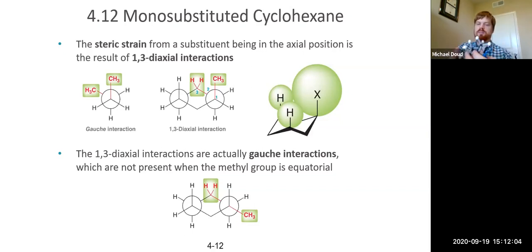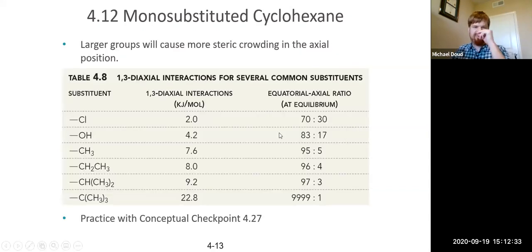Okay, so we flipped it now, and we're going to look at that straight on. Now all of a sudden, this is staggered, and it's actually anti to the CH2 connector on the other side. So you're not having a negative interaction there at all with that methyl group. So the more it sticks out in the equatorial position, the less torsional strain you're going to get from this methyl group or from whatever substituent you have. It's true for all of these monosubstituted cyclohexanes.